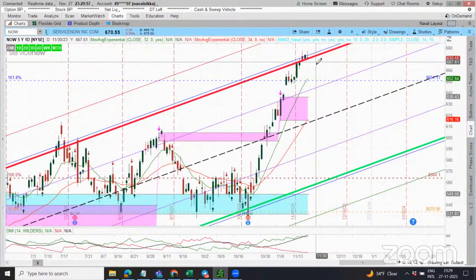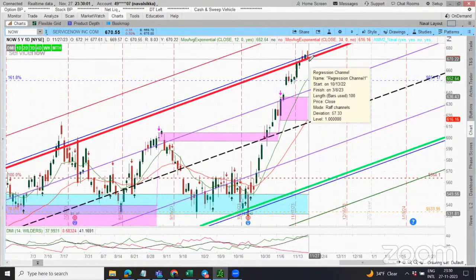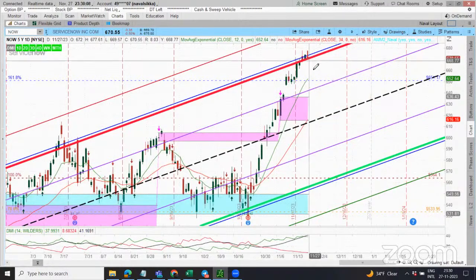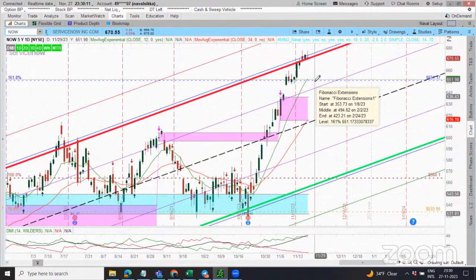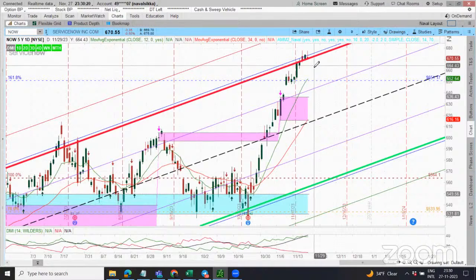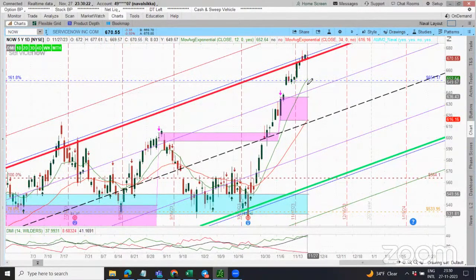Okay, but 650 it should touch, you think? At least it should touch. Again, I'm not going long here at all. Shorts are risky, but if you know how to short in a position, then 650 is your target. Like today, I went short on ABGO, and ABGO gave back almost $15, $20. Same thing is right here in ServiceNow. If it starts to give back, it will give back very quickly.